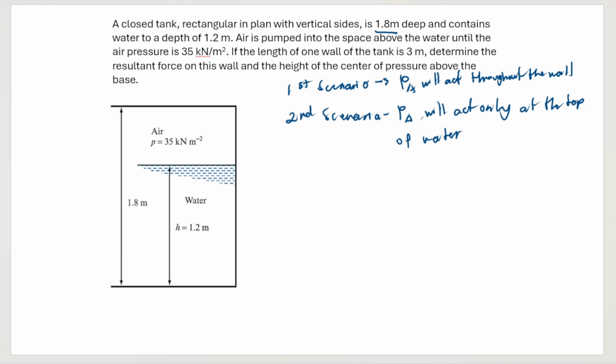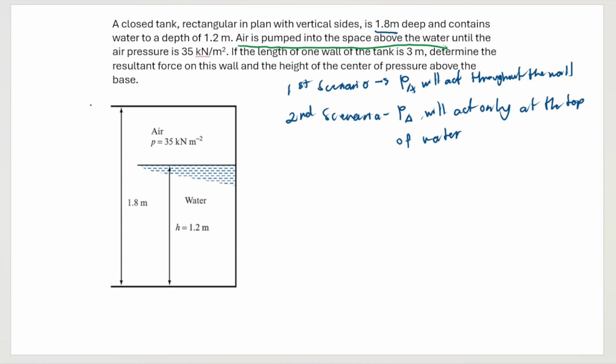In this case, what is stated is that air is pumped into the space above the water until the air pressure is 35 kilonewton per square meter. Air is pumped into the space above the water, so it is really only up here at the top.